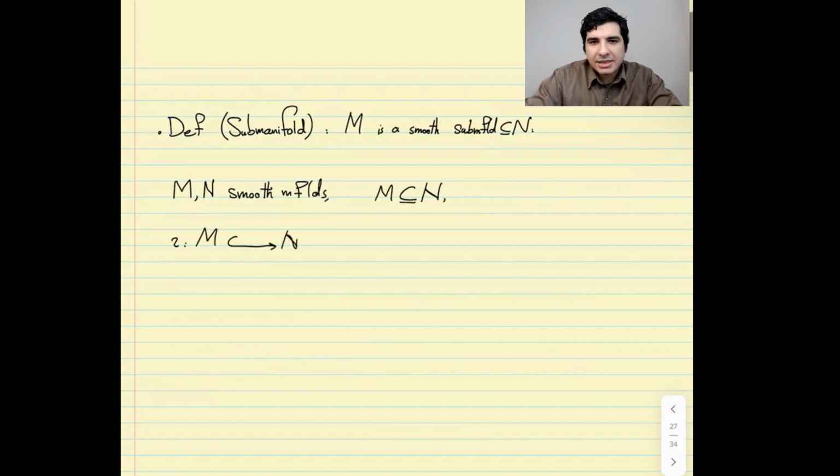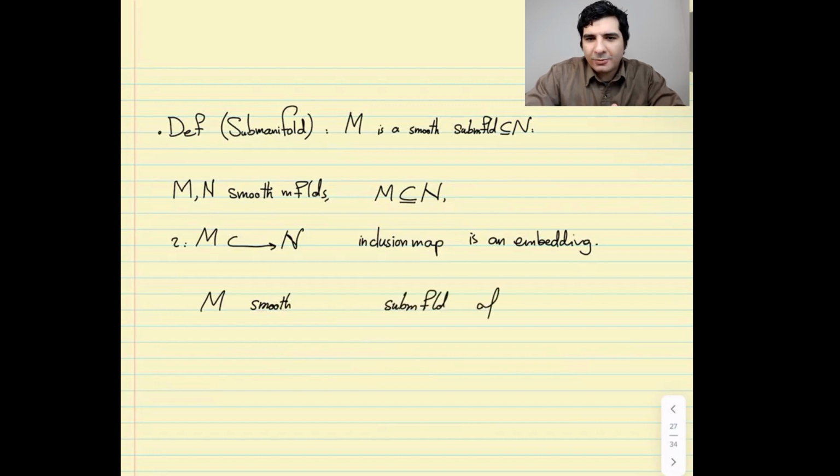And then, because M is inside N, there's an obvious inclusion map. M is sitting inside N. We would say M is a smooth submanifold of N if this inclusion is an embedding. So if this inclusion map is an embedding, in the sense we just defined, we say M is a smooth submanifold of N. Sometimes we want to add an adjective to emphasize: we would say M is a smooth embedded submanifold of N. But if we don't add extra words, we are assuming it is embedded.